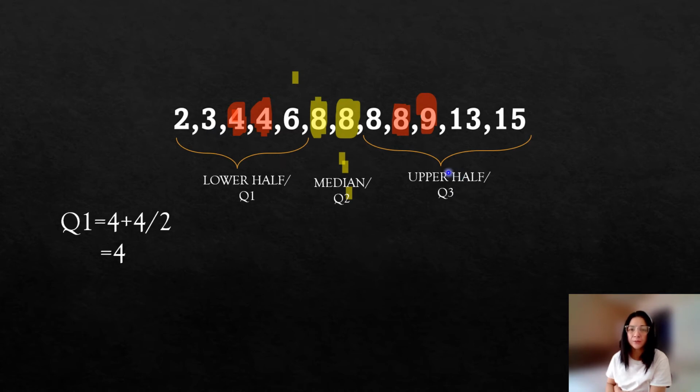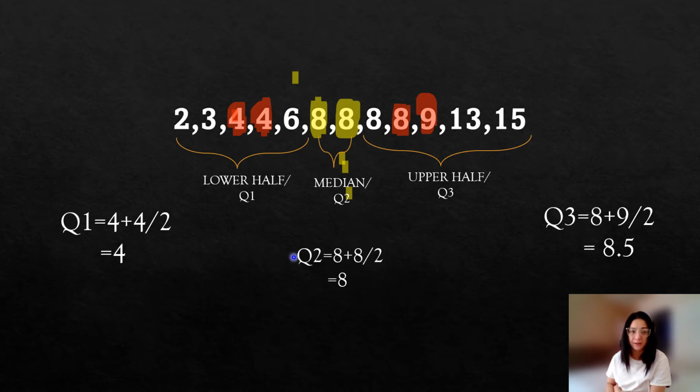So same goes with our upper half, which is Q3. It would be 8 plus 9, and then we divide it by 2. We are again basically getting the average of this upper half, all right? So now to get our median is the same process. 8 plus 8, and then we divide it by 2, which is equal to 8.